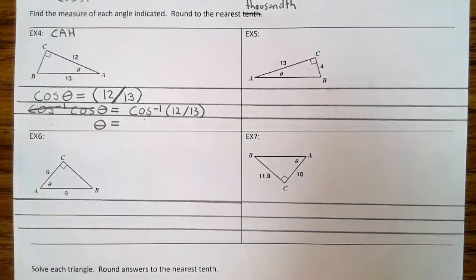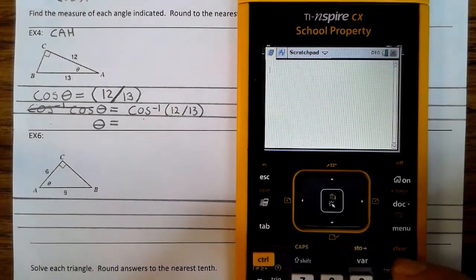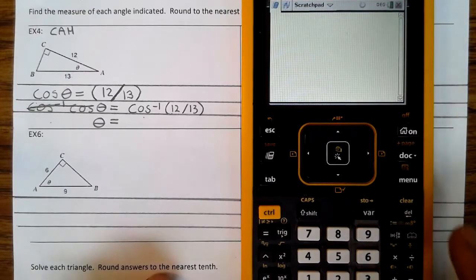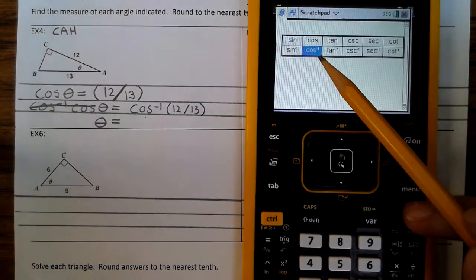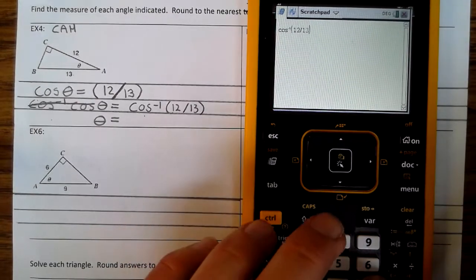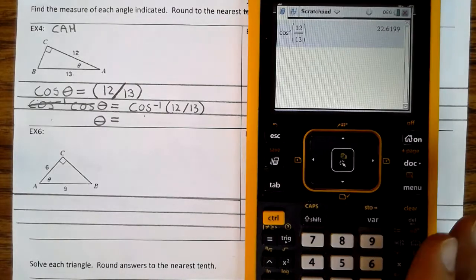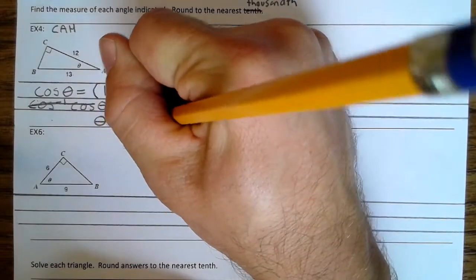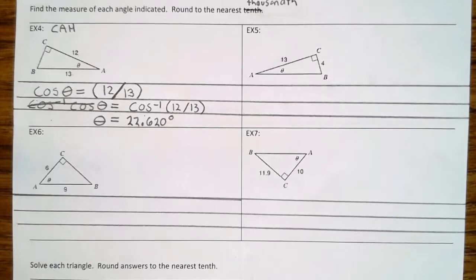So to put that in your calculator, let's delete that. And we're actually going to press the trig button first. Okay, so we press trig, and it says right here cosine inverse. So then that's cosine inverse of 12 divided by 13. So that's 22.620. And that's because we're talking about theta, that's 22.620 degrees.